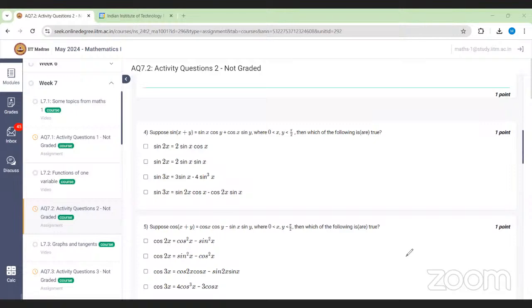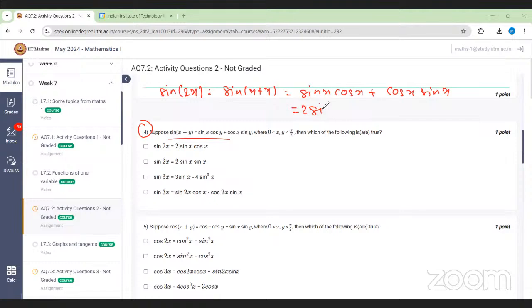This question, question number 4. Here the sin x plus y formula is given to you and some formula you have to derive. You can change it to sin 2x, which is the same as sin x plus x. Then you write the formula in terms of sin and cos. So it will be sin x cos x plus again cos x sin x, so it's equal to 2 times sin x cos x. Similarly, you can find the formula for sin 3x, and the same thing you have to do here also. It's not that tough, just a little bit of computation. That's all.